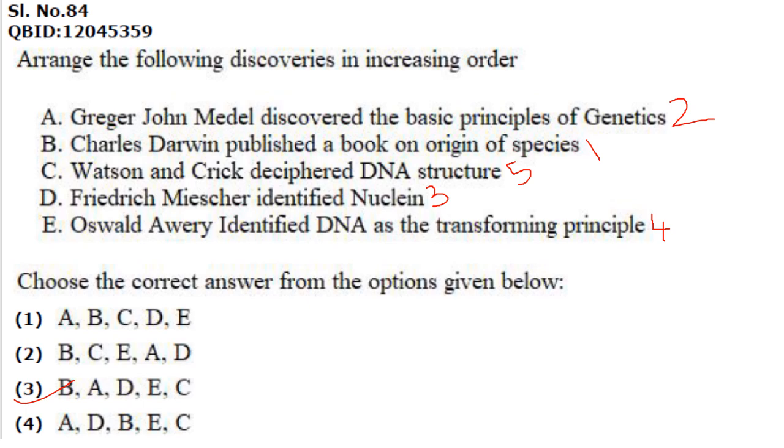And then comes Oswald Avery, who identified DNA as the transforming principle. After the Griffith experiment, Avery did that. So that is the fourth one, and the fifth one will be Watson-Crick deciphering the DNA structure. So the answer here is B, A, D, E, C. So that is your option 3.